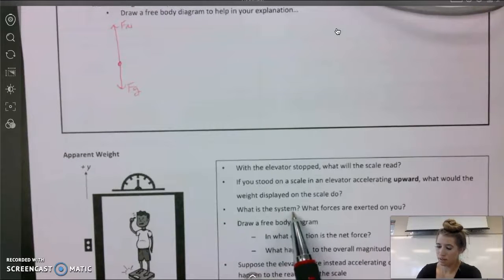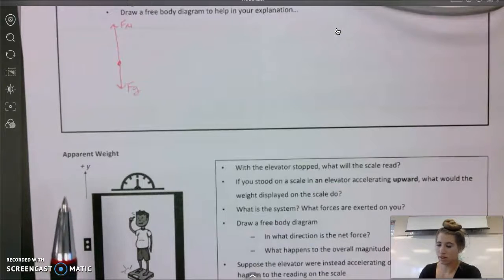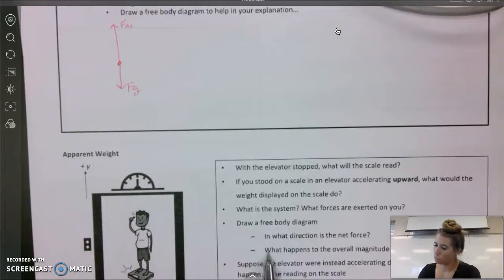So what is the system? Well, the system in this case is the person. And so what forces are exerted on you? Force due to gravity, and that spring force of the scale, or the normal force. We drew a free body diagram of this. What direction is the net force? The net force is up because we're accelerating upwards. What happens to the overall magnitude of the reading on the scale? It would increase.